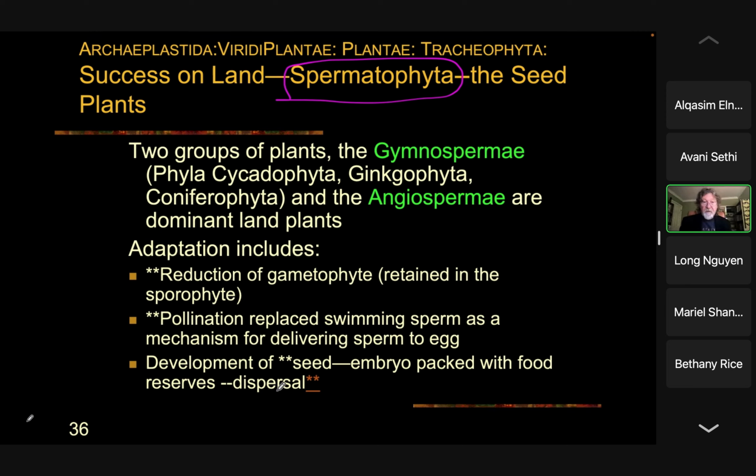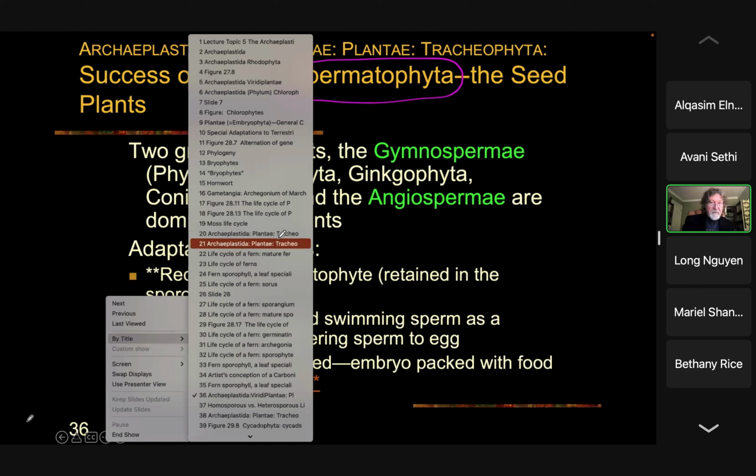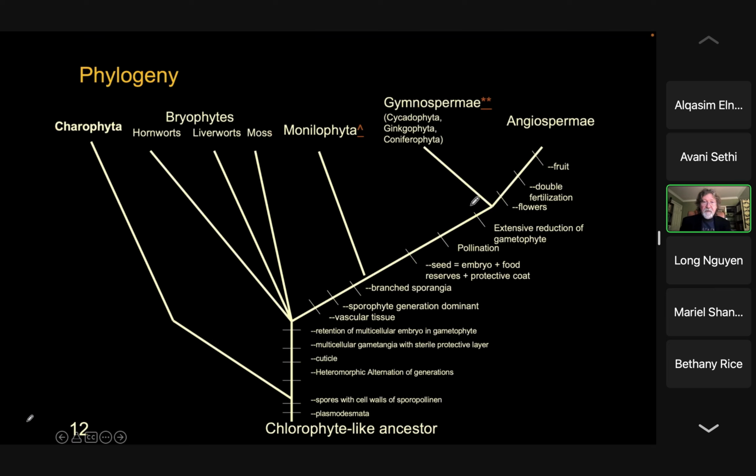All right, so these are the major apomorphies. And if we go back to our, too bad I didn't hyperlink, I hate to run all the way back, but let's go back to the phylogeny. So we're talking about right here. This is Spermatophyta. We have seed, pollination, and extensive reduction of the gametophyte into the sporophyte. Gonna be on Monday's quiz.